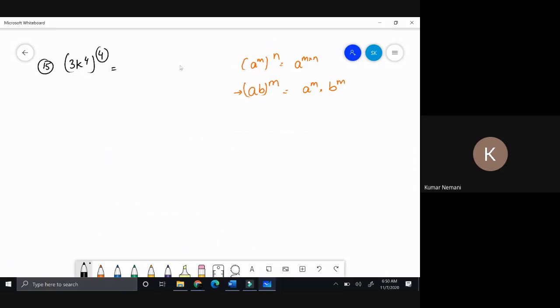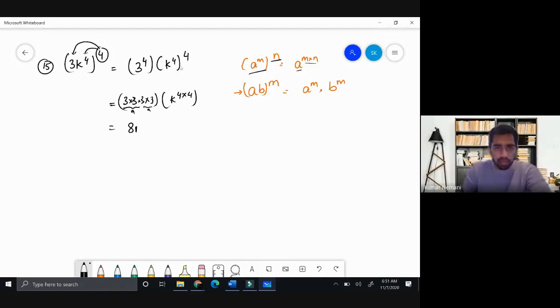So the 4 is going to be distributed over 3 and also k power 4. So it becomes 3 power 4, then k power 4 whole power 4. So 3 power 4 is nothing but 3 multiplied by 3 multiplied by 3 multiplied by 3, 4 times. And k power 4 whole power 4 is nothing but a power m whole power n gives you a power m multiplied by n, becomes k power 4 multiplied by 4. So here you know that 3 times 3 is 9, 9 times 9 is 81. 81 k power 4 times 4 is 16. So this would be your final answer.